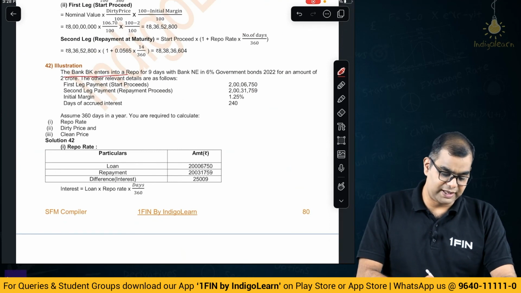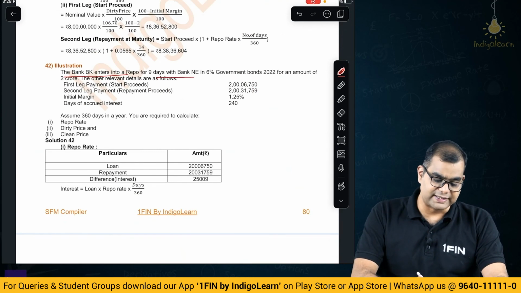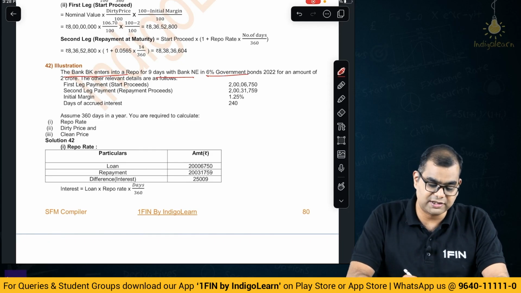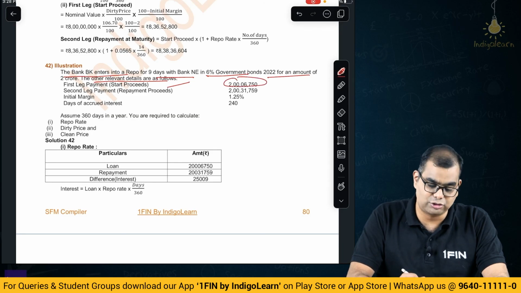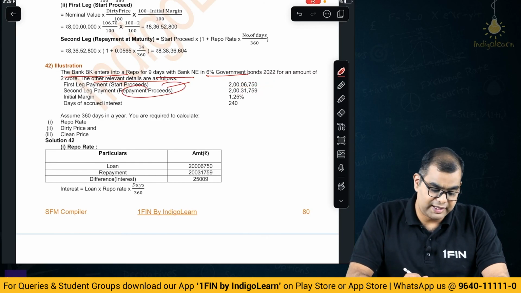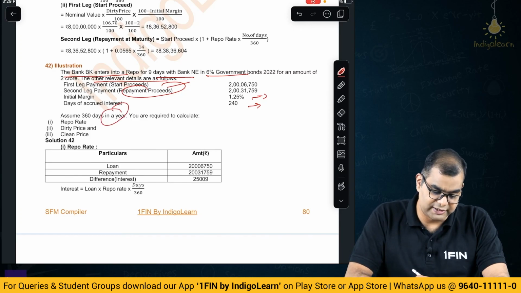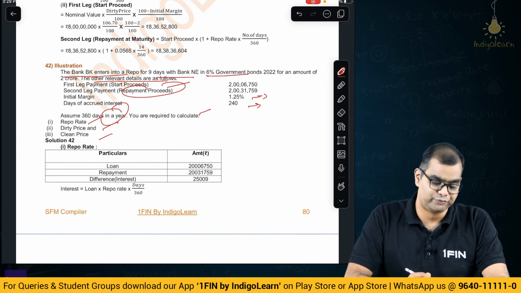The bank, BK Bank, enters into a repo for 9 days with any bank in 6% government bonds 22 for an amount of 2 crores. The other relevant details are, first leg is you make a payment of 200,650. Repayment is 200,31759. Then initial margin is 1.2 and days of accrued interest is 240. Now, what is this concept of initial margin? We will see. Assume 360 days in a year. You are required to calculate repo rate, dirty price and clean price.